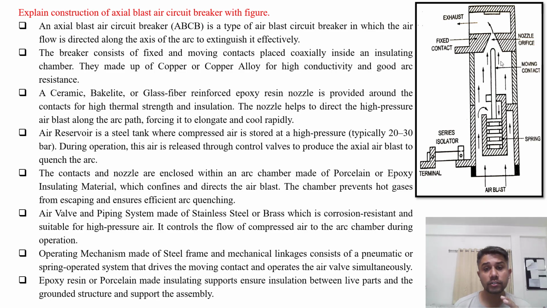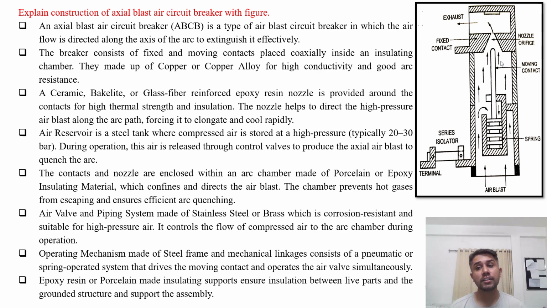Now, the nozzle helps to direct the high pressure air blast along the arc path, forcing it to elongate and cool the arc rapidly. The air reservoir is a steel tank where compressed air is stored at high pressure, typically 20 to 30 bar. Here it is not shown properly.